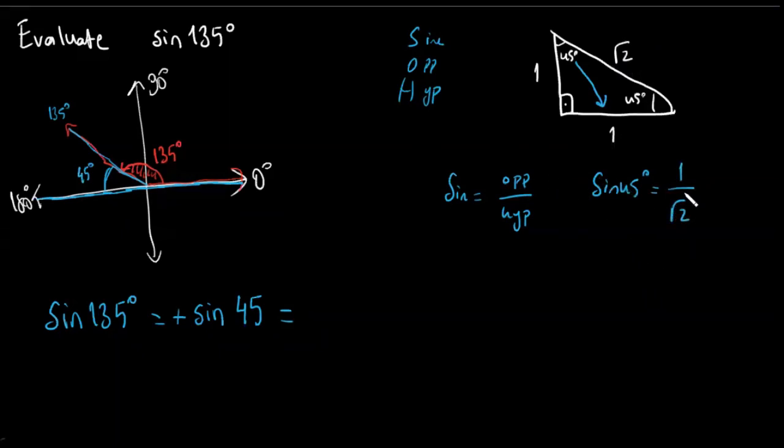Okay. So 1 over root 2 is the correct answer, but we always rationalize the denominator. If we see an irrational number in the denominator, we just rationalize it. So we multiply both numerator and the denominator by root 2. So we get 1 times root 2 is root 2. Root 2 times root 2 is 2. Root 2 over 2 will be the answer. So sine of 45 is root 2 over 2, and it is positive as you see. That means sine of 135 degrees is also root 2 over 2.